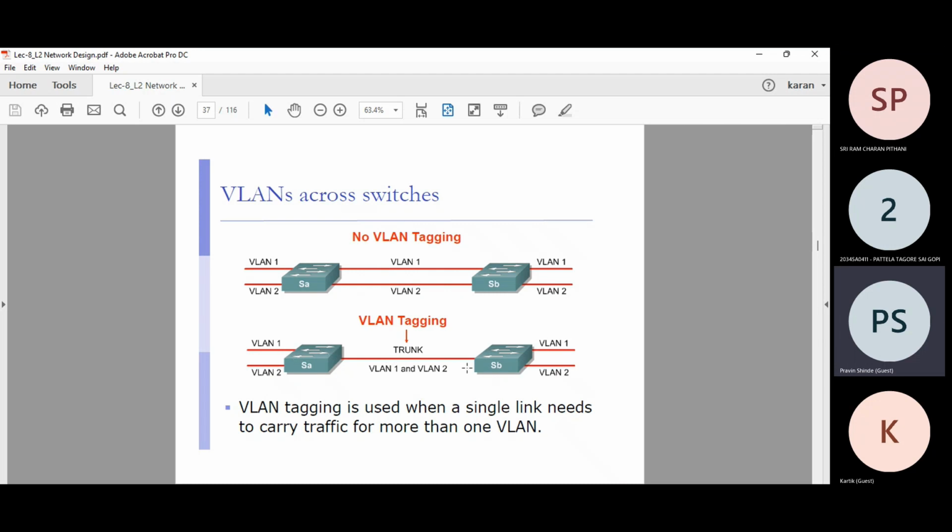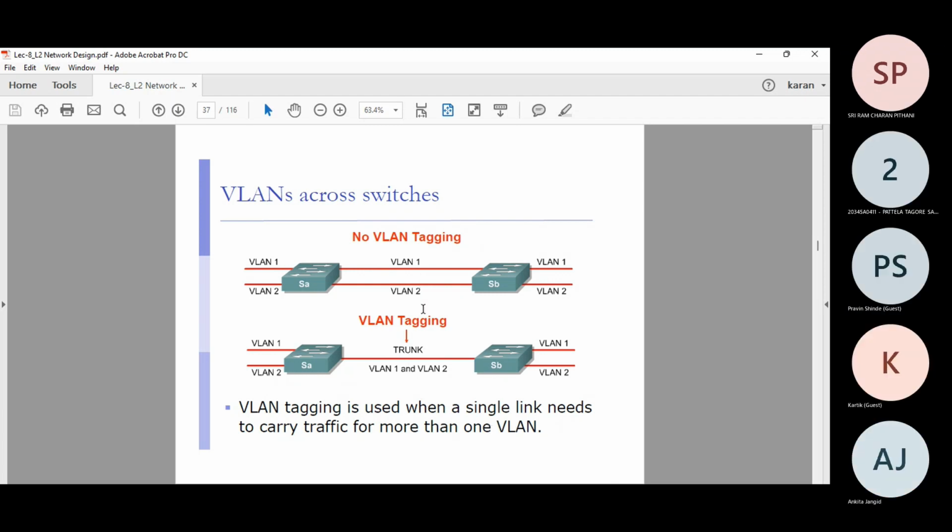So VLAN tagging is used when a single link needs to carry traffic for more than one VLAN. Okay. So here is the benefit of this single link with a trunk port.